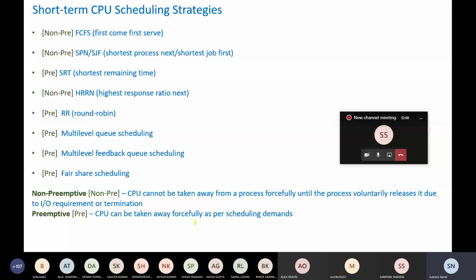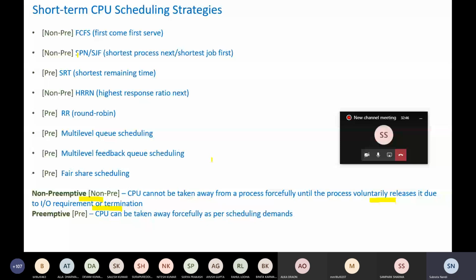But a non-preemptive strategy means once the CPU has been allocated to a process, no matter what other processes are waiting and what the nature of those processes may be, the currently running process will not be forcefully taken off the CPU unless it releases it voluntarily, maybe because of IO or because of termination. If it is not releasing it, nobody is going to take it out. So this is the non-preemptive type. You can see that three of them are non-preemptive: FCFS, first come first serve, shortest process next or shortest job first, and highest response ratio next.